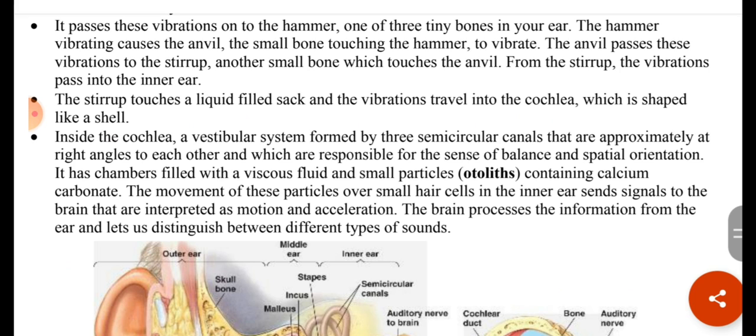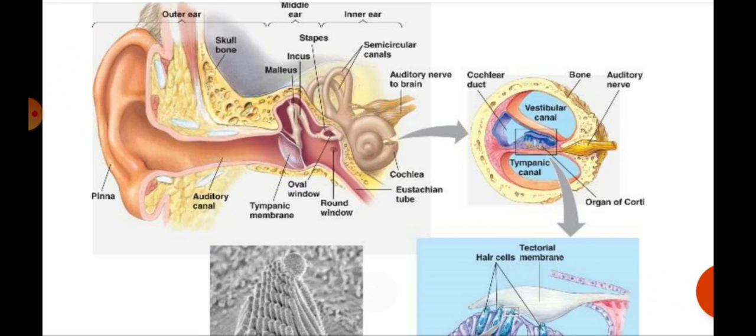It has chambers filled with a viscous fluid and small particles known as otoliths containing calcium carbonate. The movement of these particles over small hair cells in the inner ear sends signals to the brain that are interpreted as motion and acceleration. The brain processes the information from the ear and lets us distinguish between different types of sounds.